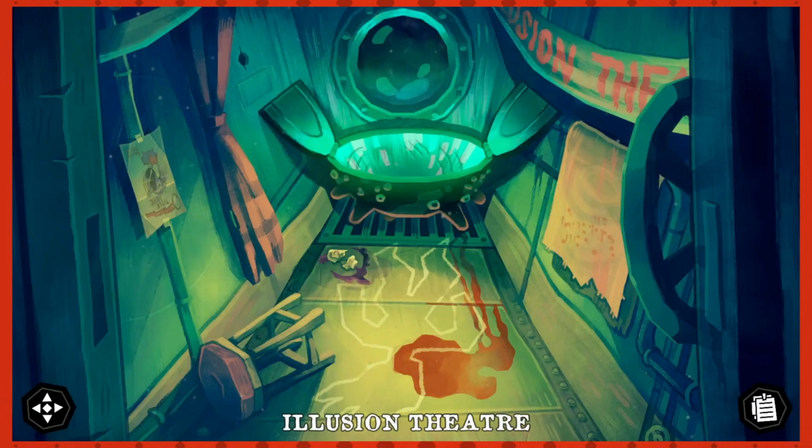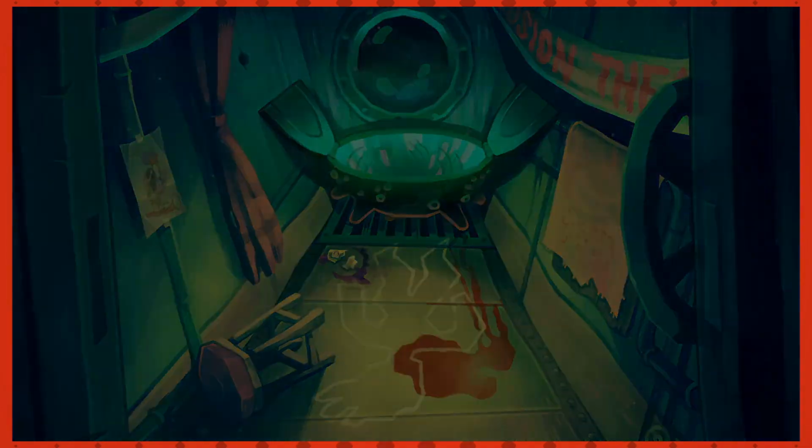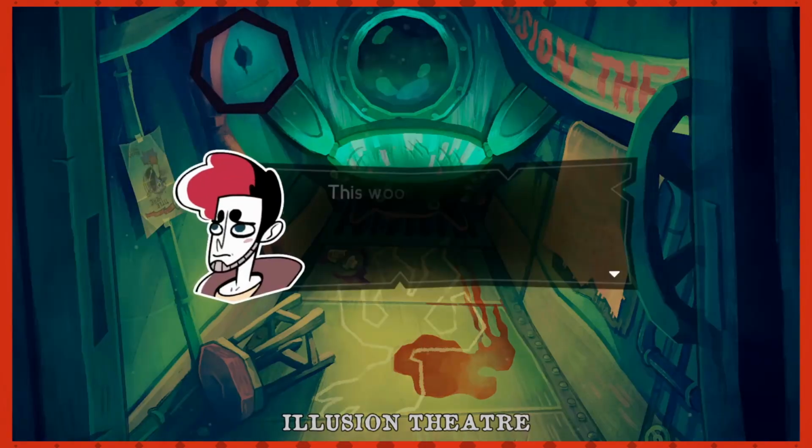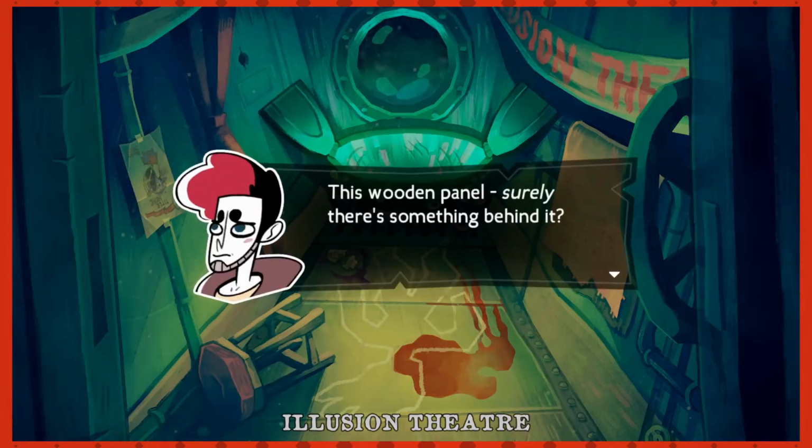We've already talked about... What's this down here? It's basically just... Oh, hole in the wall. I didn't see the hole in the wall. Poster. Stop, stop, stop. This wooden panel. Surely there's something behind it.